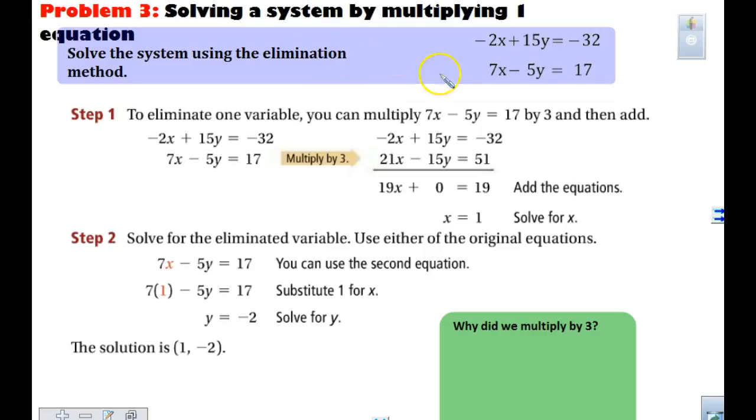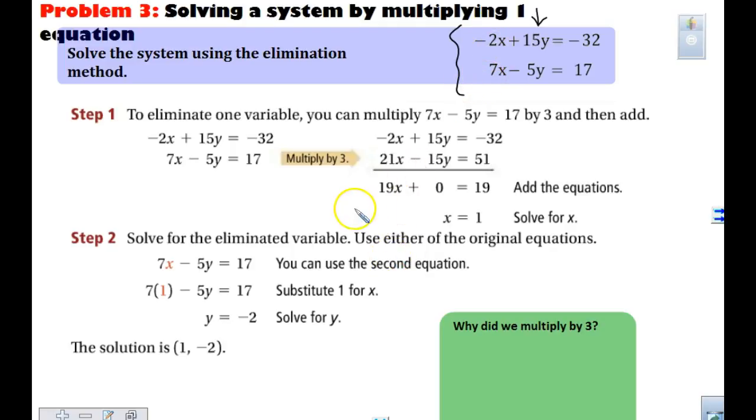Look at the original ones way up here. Do they have the same variable in front of either number, or number in front of either variable? No. We got -2 with x, we have 7. We have 15 and we have -5. But if I look at 15 and 5, I know that 5, I can multiply it by 3, and this is going to be the easier variable to eliminate because the signs are opposite. And actually, both would be pretty easy to eliminate, but this one you have to multiply both equations.